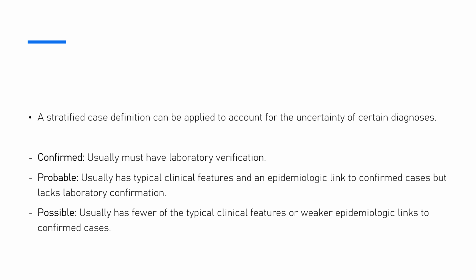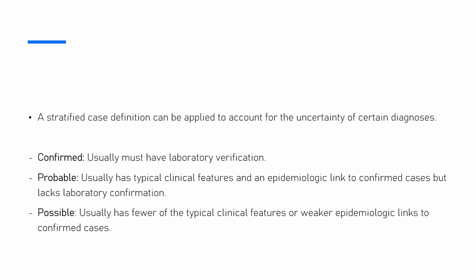Establishing a case definition can help us to classify the patients in three different ways. A case is confirmed, which usually must have a laboratory verification. Probable usually has typical clinical features and an epidemiological link to confirmed cases, but there's no laboratory confirmation. Possible usually has fewer of the typical clinical features or weaker epidemiological links to confirmed cases.